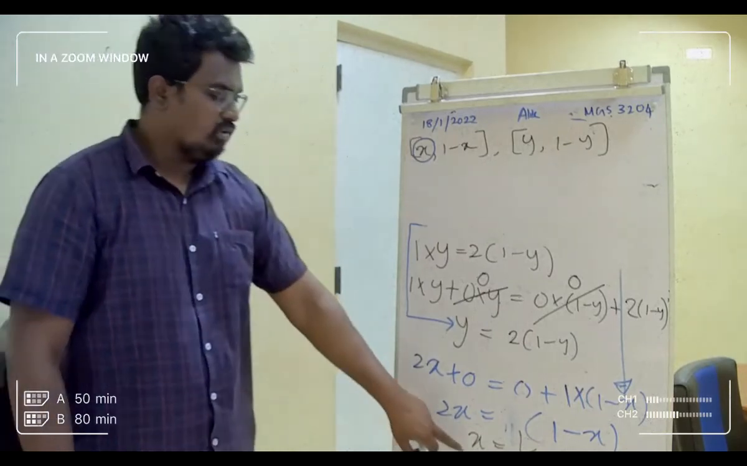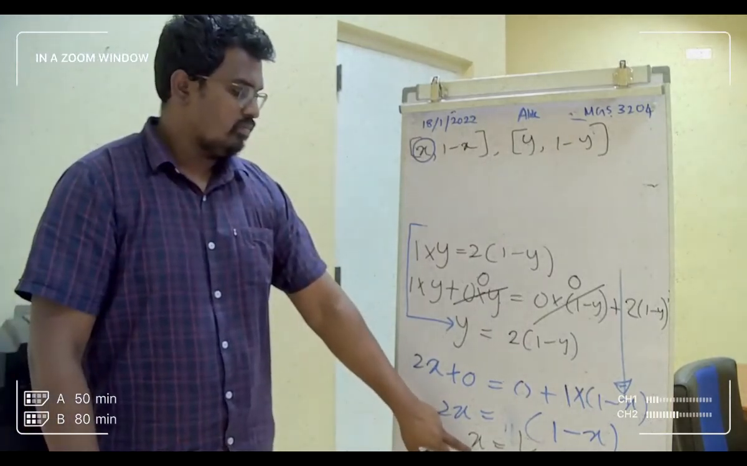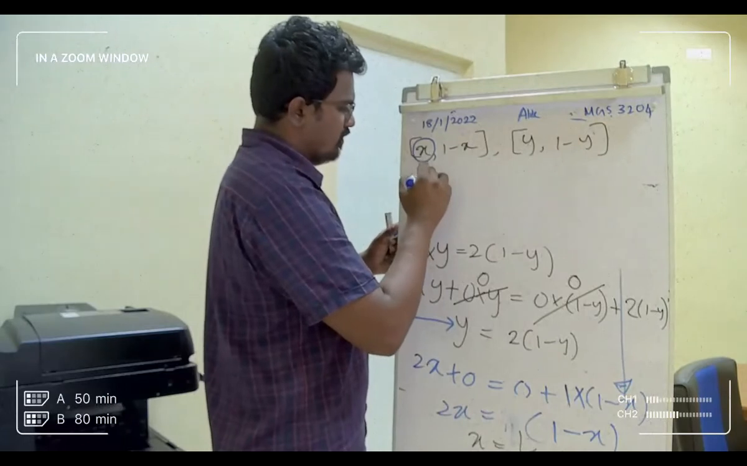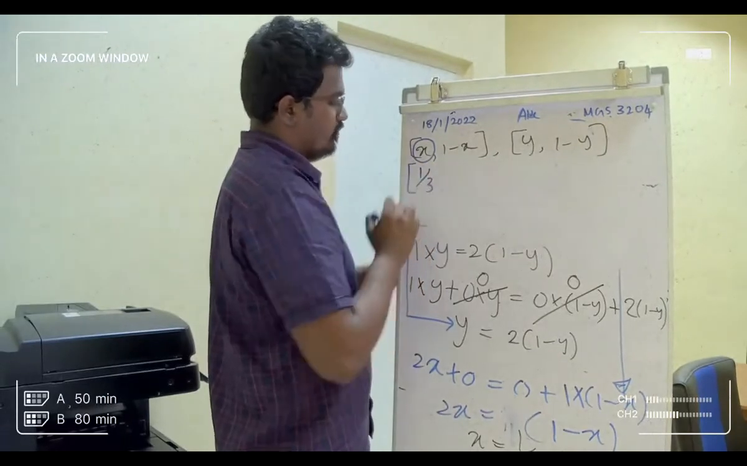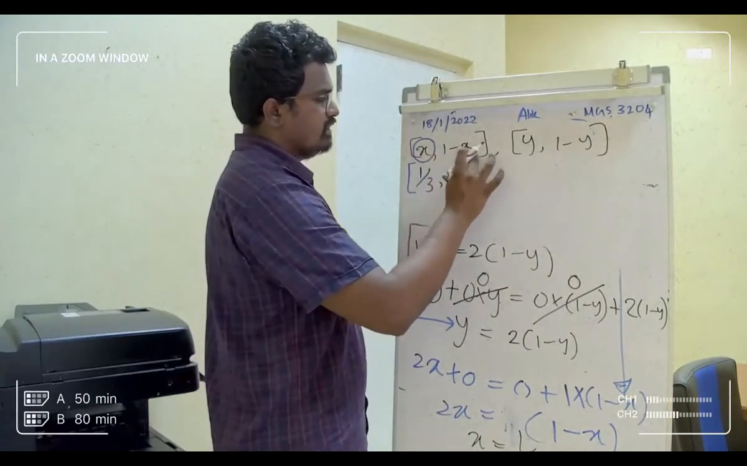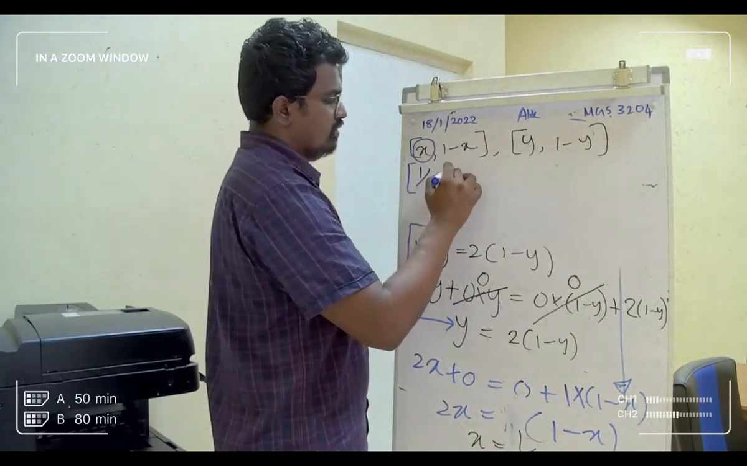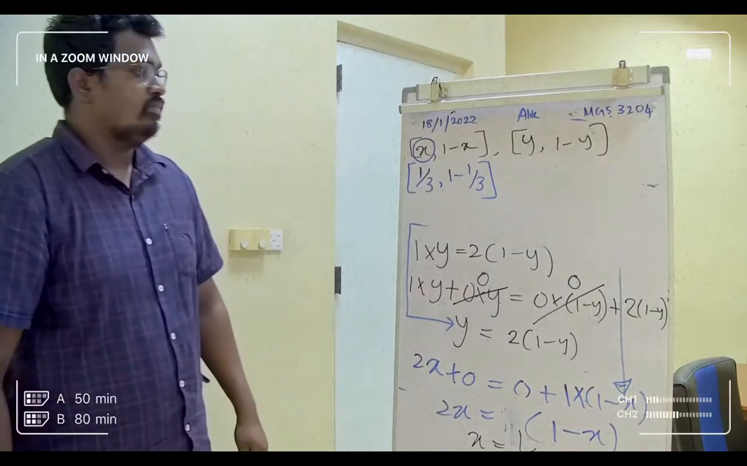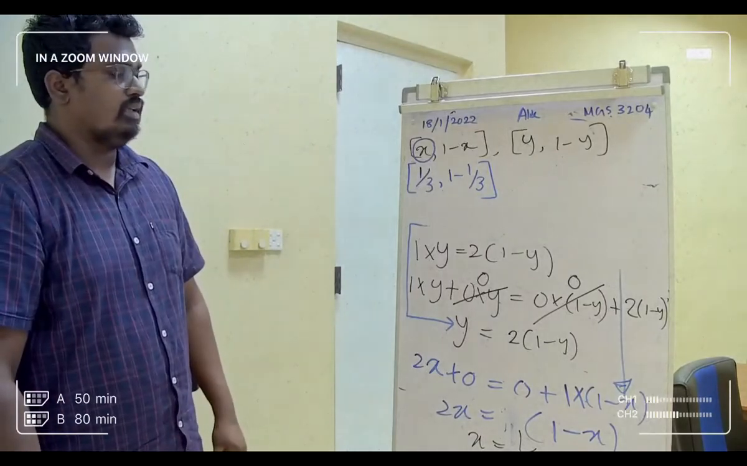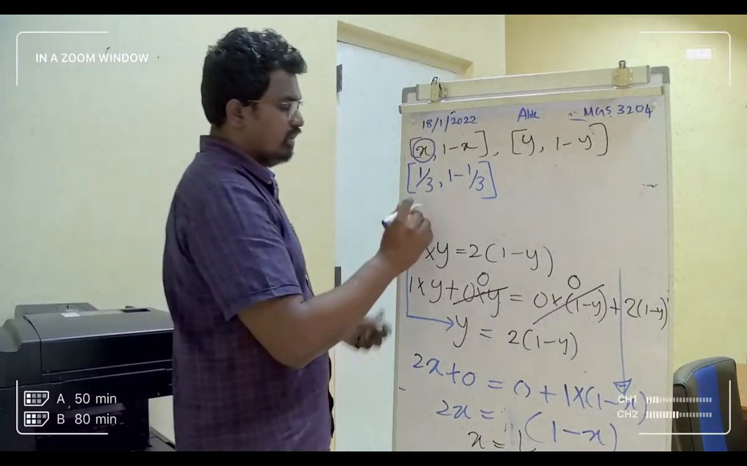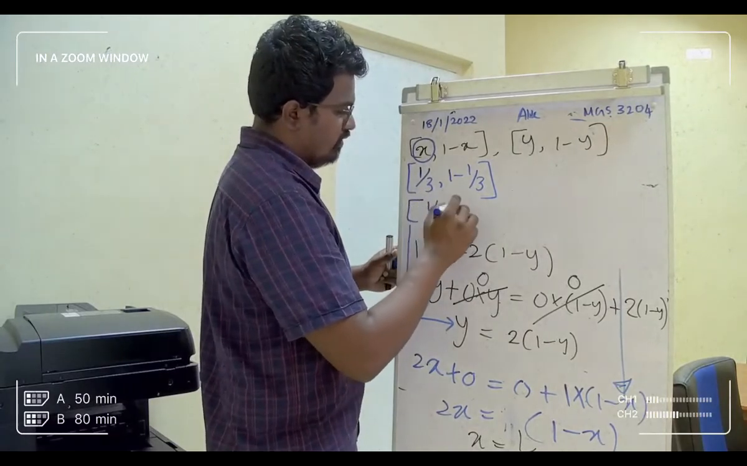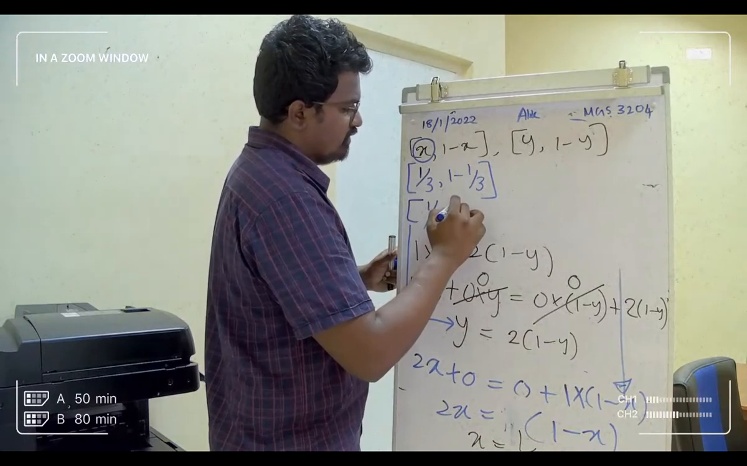This is the value for x, no? Yes, sir. Here we got x, this is the value for x. That means this is 1 over 3. And 1 minus x means then 1 minus 1 over 3. Isn't it? It means 1 over 3 and 1 minus 1 over 3 is 2 over 3.